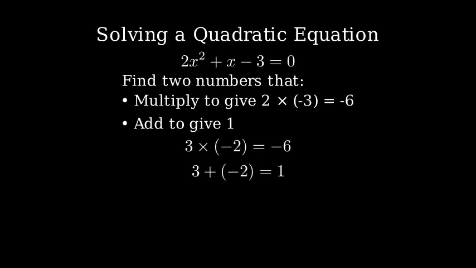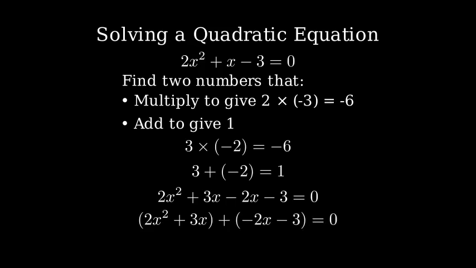Now we can rewrite our equation as 2x squared plus 3x minus 2x minus 3 equals 0. Let's group the terms: 2x squared plus 3x plus negative 2x minus 3 equals 0. From the first group, we can factor out x, giving us x times 2x plus 3. From the second group, we can factor out negative 1, giving us negative 1 times 2x plus 3. This gives us x minus 1 times 2x plus 3 equals 0.